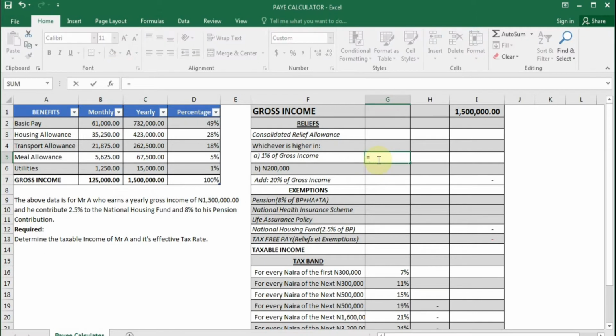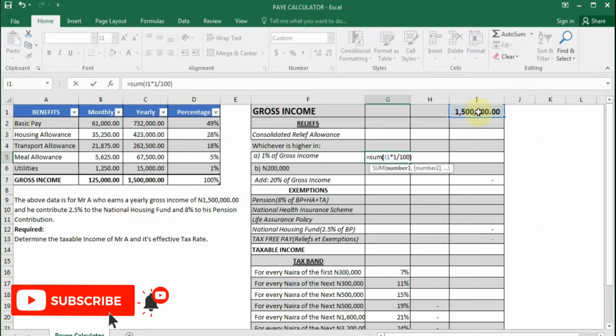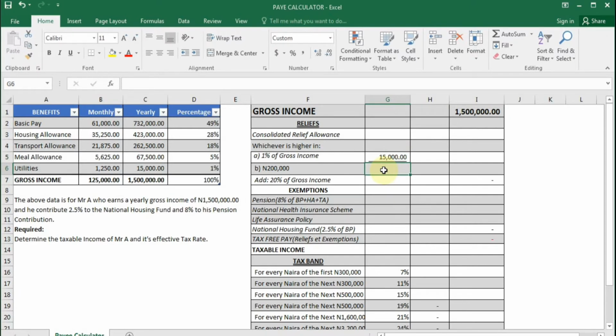We'll say equal to SUM, open bracket, this is our gross income, multiplied by 1%. 1% will be 1 divided by 100. Close your bracket and press enter. I'm sure you know how I got this, and this 200,000 is fixed. So whichever is higher here, it is 200,000. So we pick our 200,000. We are good with that.